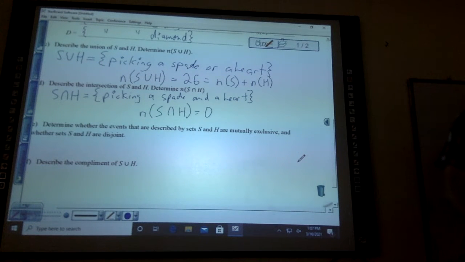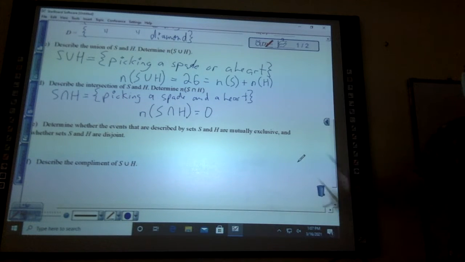So because of that, we need to look at, are these events mutually exclusive? Do you remember what mutually exclusive means?